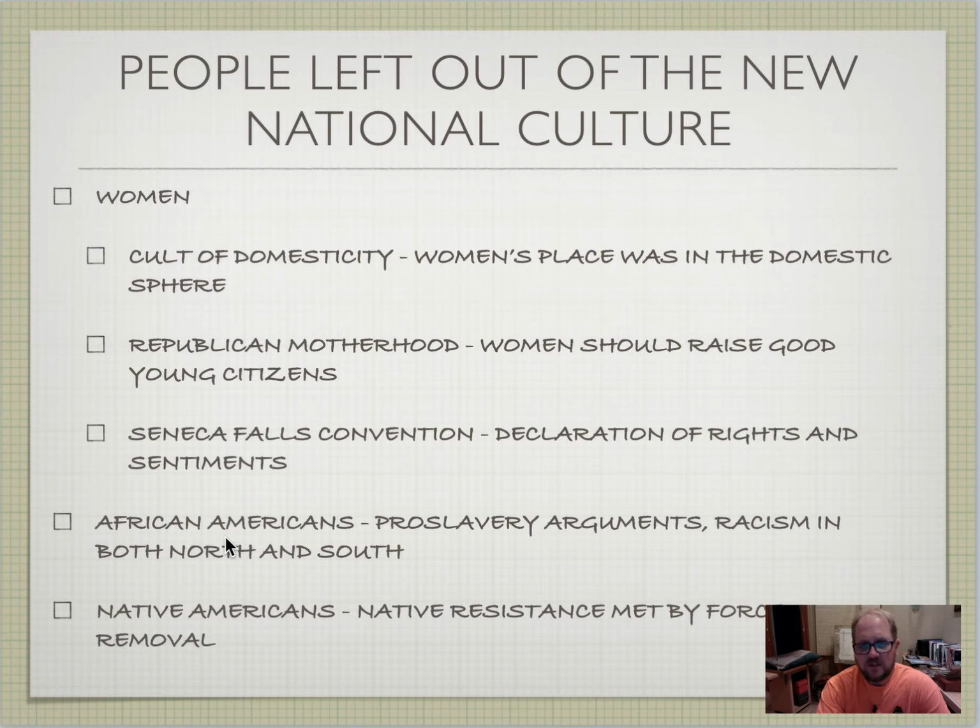And of course, Native Americans, even though they did rise up and have some resistance, it was met by forced removal and eventually removal to the West.